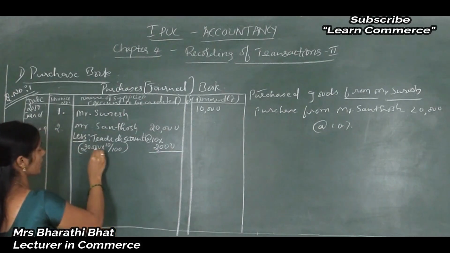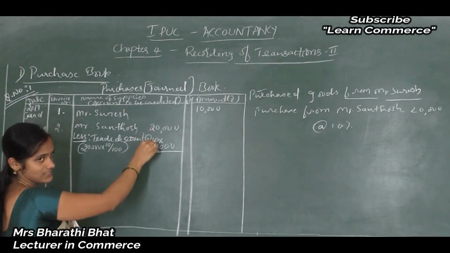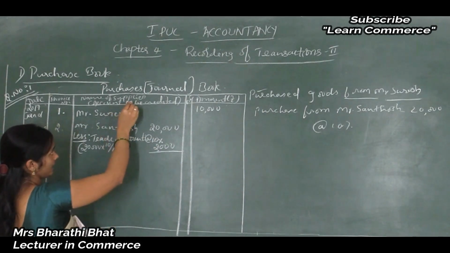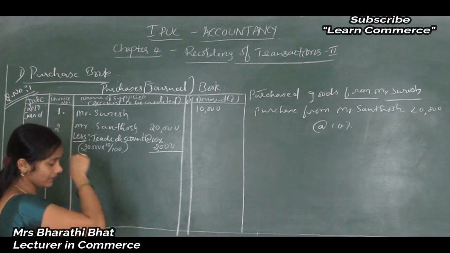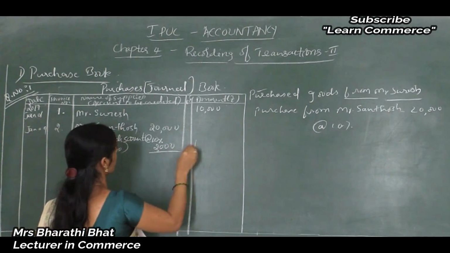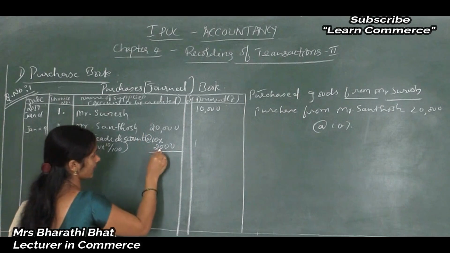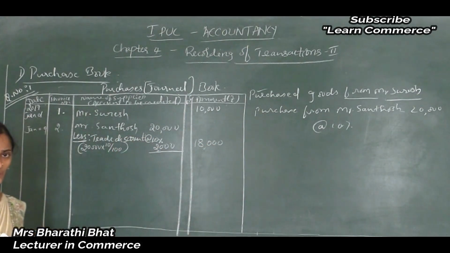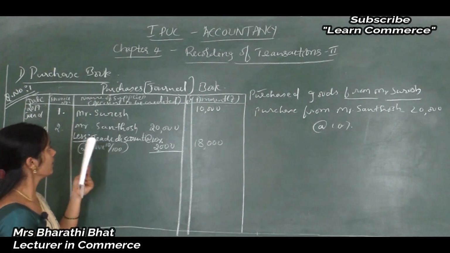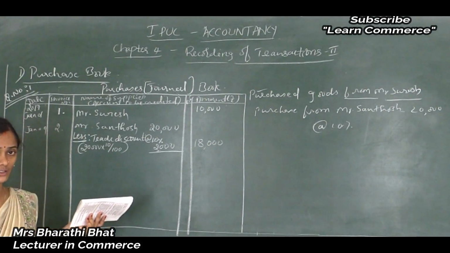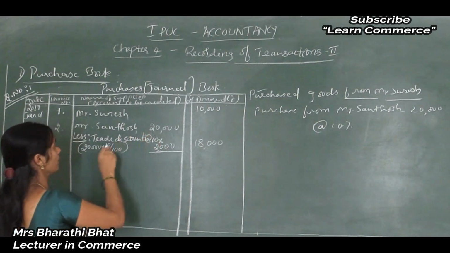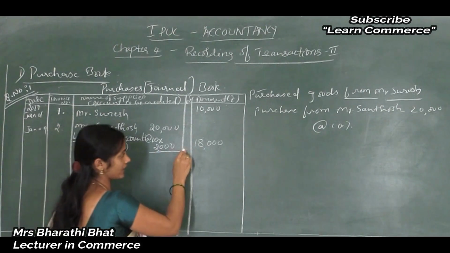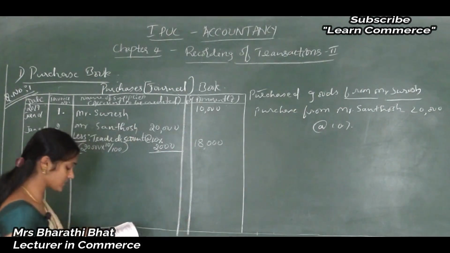Correct, right? On 20,000, 10% discount, so 2,000 discount is received from the supplier. So we have to deduct: 20,000 minus 2,000, 18,000 in the amount column. Clear now? Now you got it? How to calculate this discount? Write the amount in the inner column, then calculate the percentage, and write the final amount in the outer column. And see the next one.